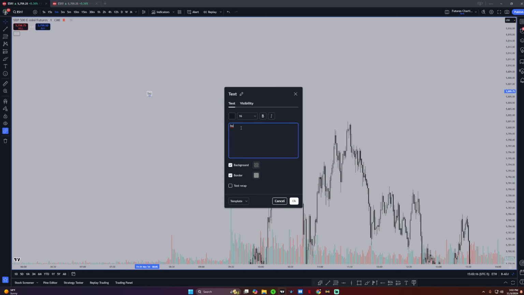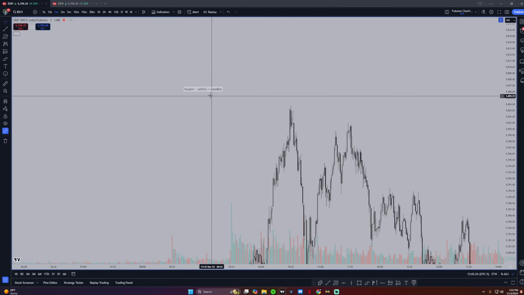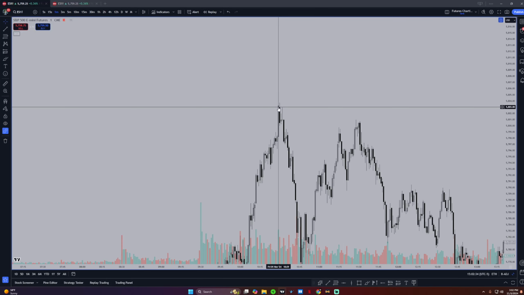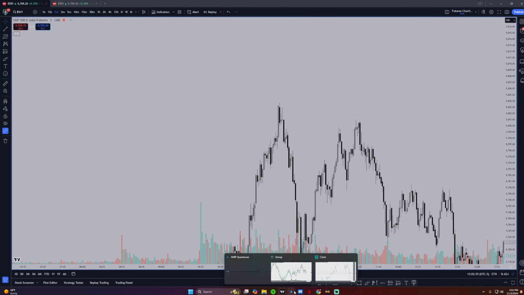Makes sense. You're taking buyers minus sellers equals candles. So you're just going to be taking the contracts that have been bought and the contracts that are sold, and whichever one comes out on top prints the candle. Now, inside of each candle, there's a certain amount of contracts that were traded to form it, and that's what I'm going to be showing you guys about today.